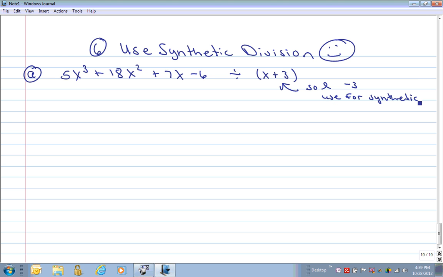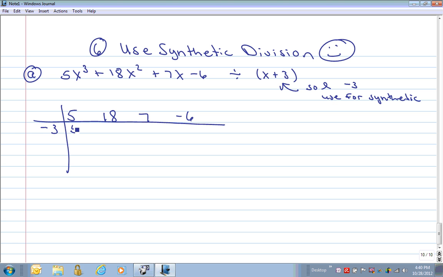All right, so let's go ahead and set up our synthetic division. Now, unlike long division, you have to put a 0 in synthetic division if you skip a degree, but I don't think we've skipped one here. We have a cube, a square, a first degree, and then a constant. So we've got 5, and then 18, then 7, then negative 6. And we're going to synthetically divide by negative 3.